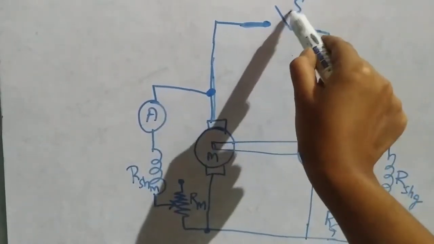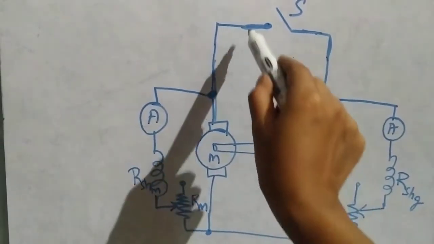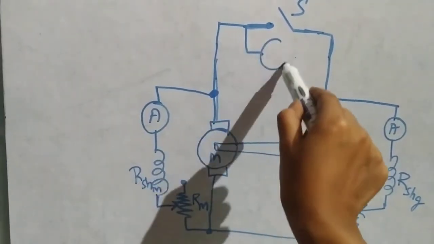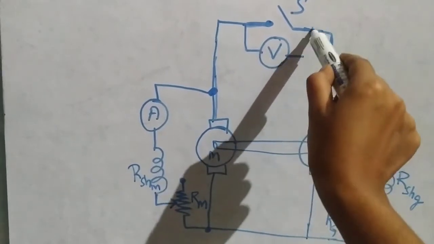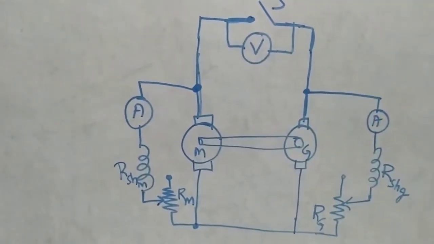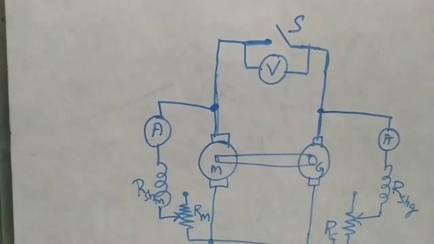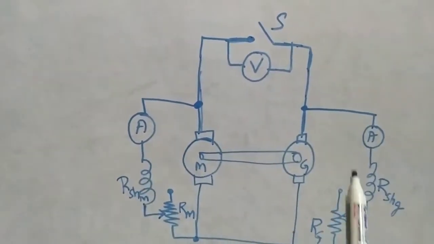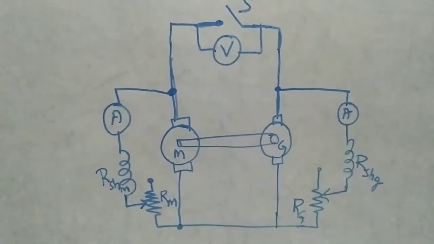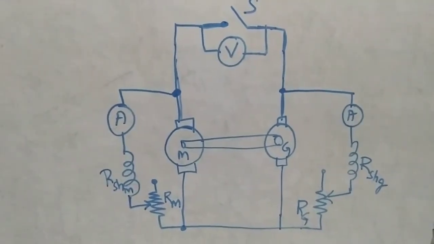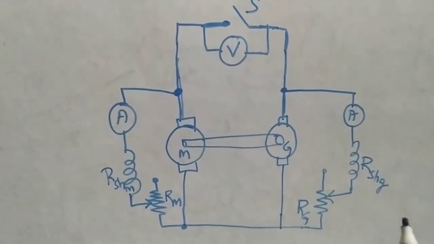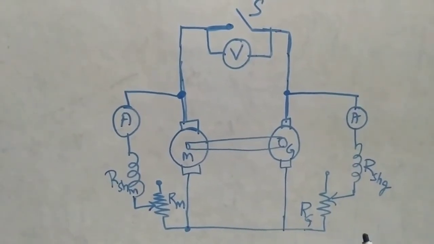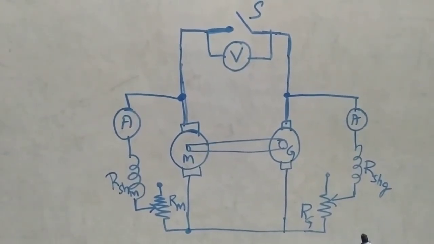Okay, so let me denote it as switch S. And across this I am going to connect one voltmeter. Right? Then this is 75% of the circuit you have drawn. Okay, the only thing we are left with is the input to the motor. What is the input to the motor?